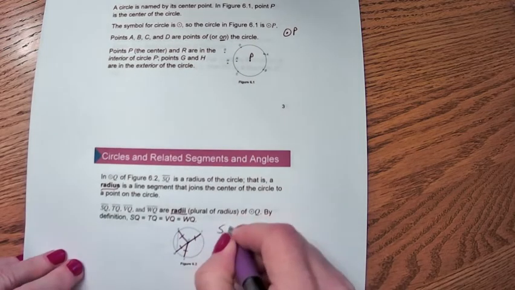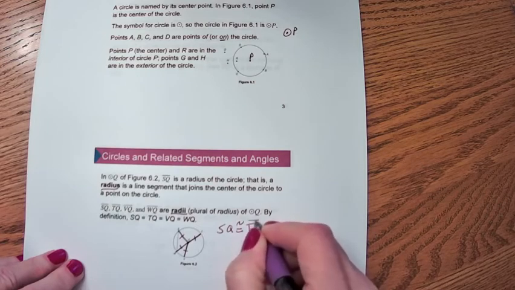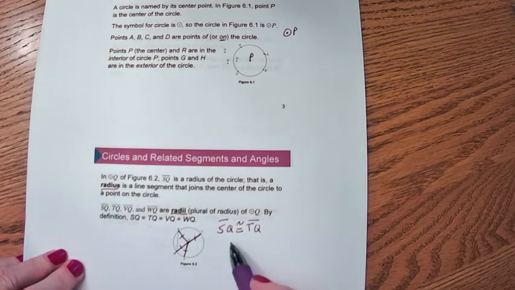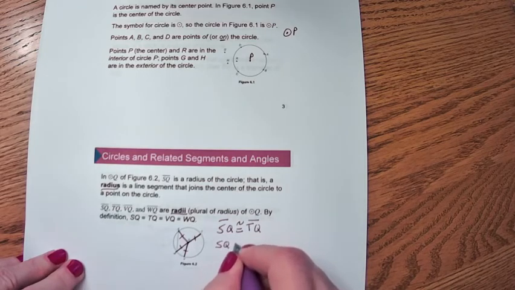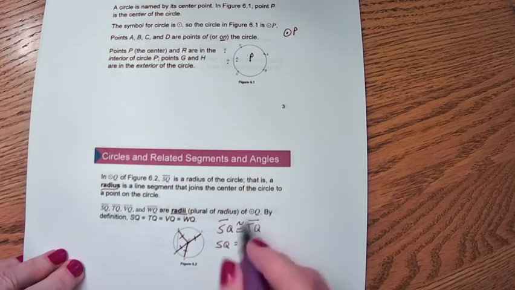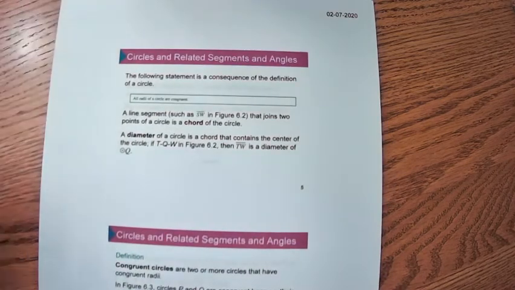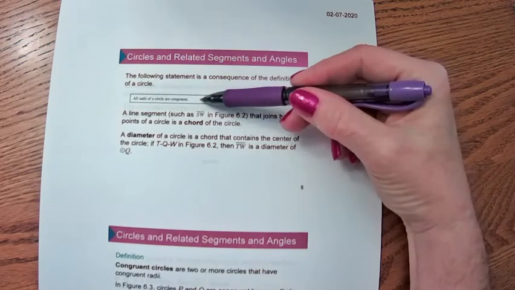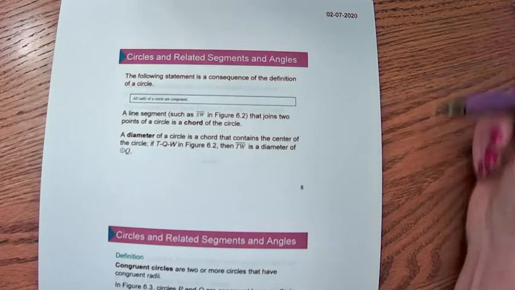So we could say segment SQ is congruent with TQ, or we could say the length of SQ is equal to the length of TQ. Remembering, congruence talks about figures, equal talks about lengths or measurements. So here we have the statement that all radii of a circle are congruent.